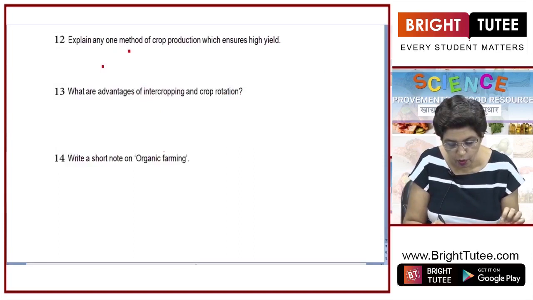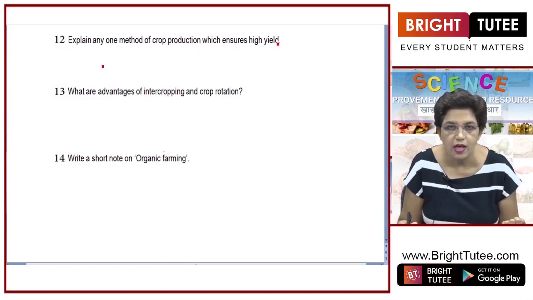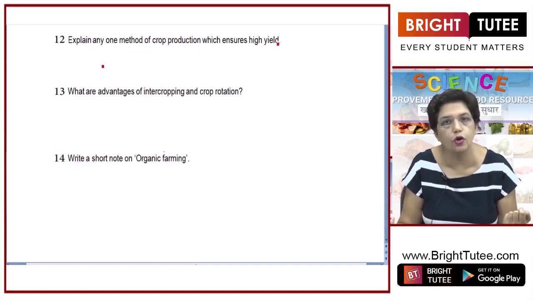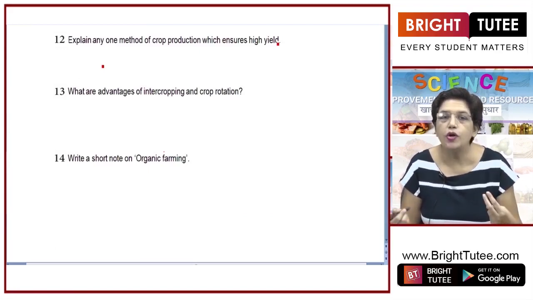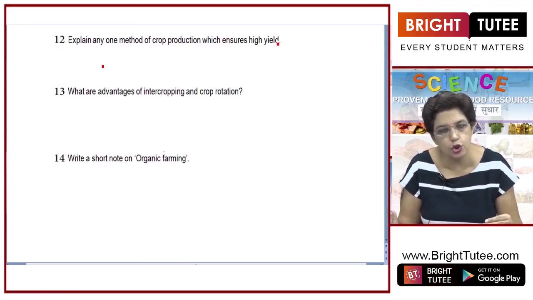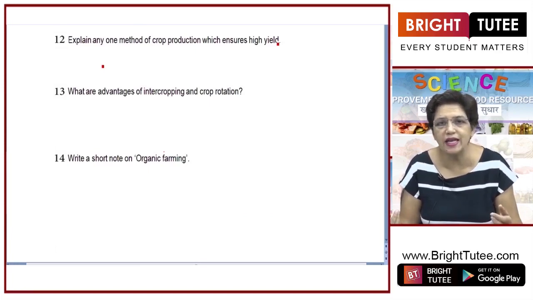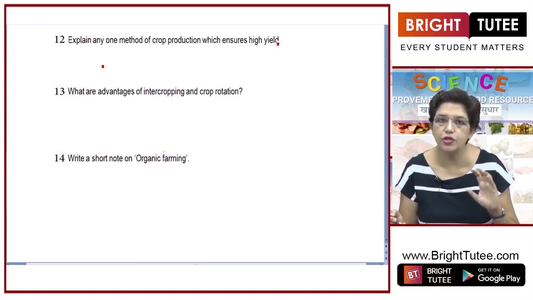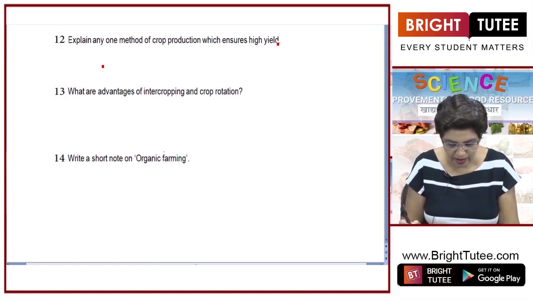Next question, explain any one method of crop production which ensures higher yield. I have discussed so many methods of improving crop production, like adding manures and fertilizers, or using cropping patterns like intercropping, mixed cropping, or thirdly by using chemicals like pesticides, weedicides, fungicides. You can describe any one of them in detail. What I'll suggest to you is you take up intercropping, because in that case you can show the diagram, you can show its advantages, and you can discuss it nicely. Next question.